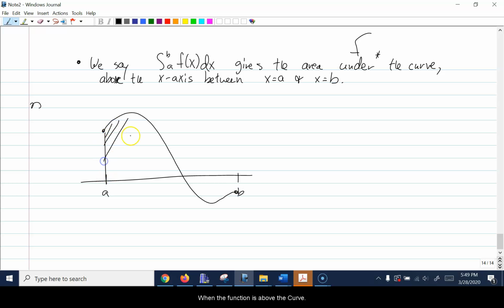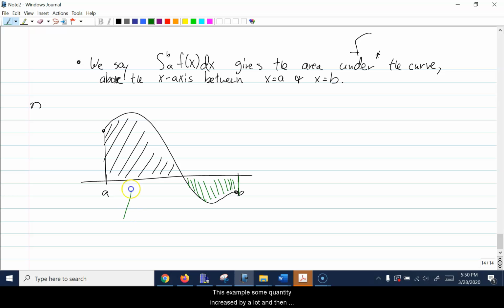When the function is above the x-axis, I think of it as having a positive rate of change. The function is increasing. I'm finding how much it increased by. When the function goes below the x-axis, if my function was the rate of change of something, which is what I imagine it to be when I take an integral, that means the thing I've got the rate of change of was decreasing. In this example, some quantity increased by a lot and then decreased by a little bit.